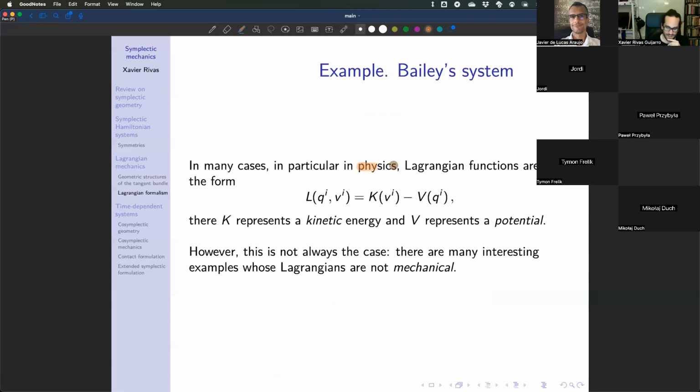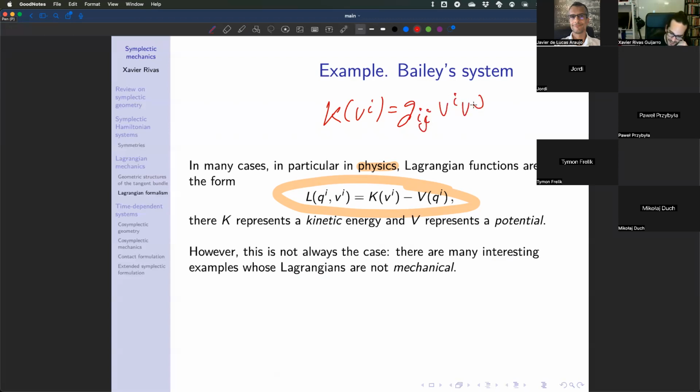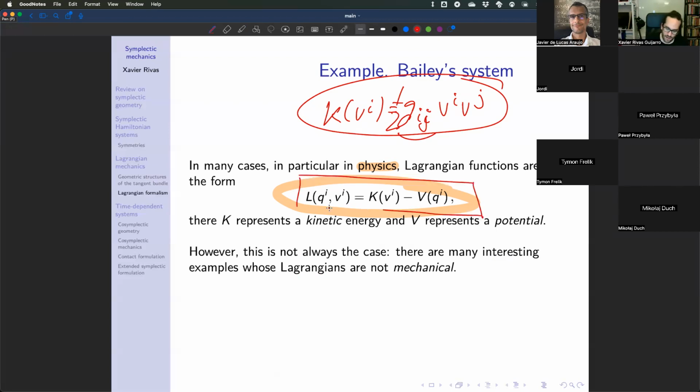But in many cases, of course, in physics, Lagrangian functions usually have this form. Not only this form, because actually most of the time you will be dealing with Lagrangians which look this way, maybe with 1/2 here. This is a kinetic energy, with g being a Riemannian or pseudo-Riemannian metric. But in general, many Lagrangians will be of this type. These are called mechanical Lagrangians.